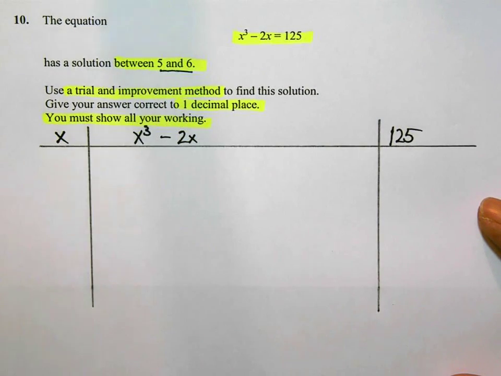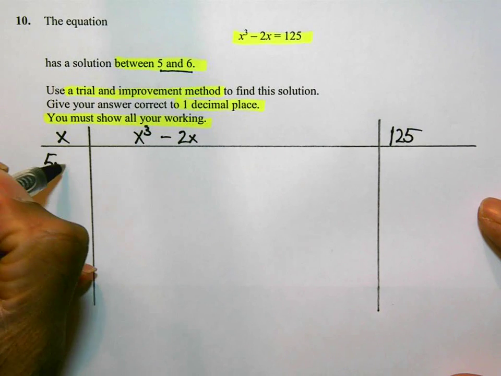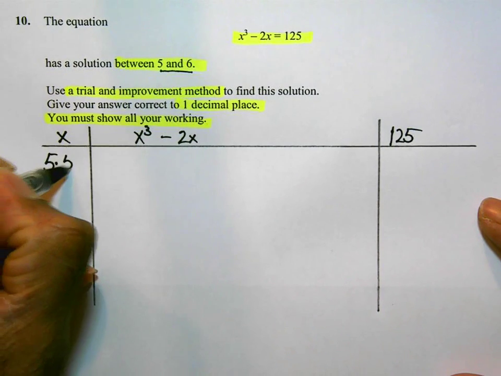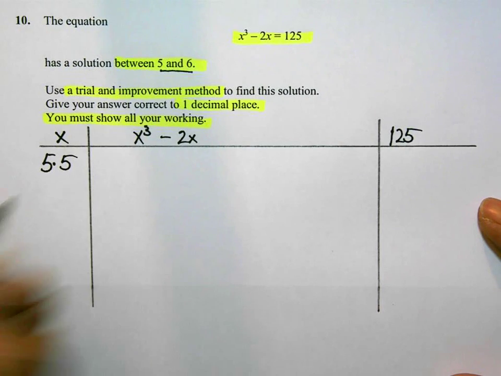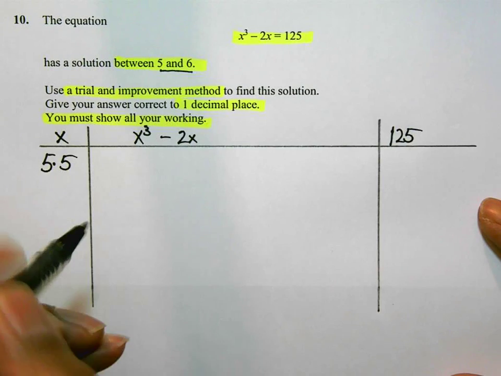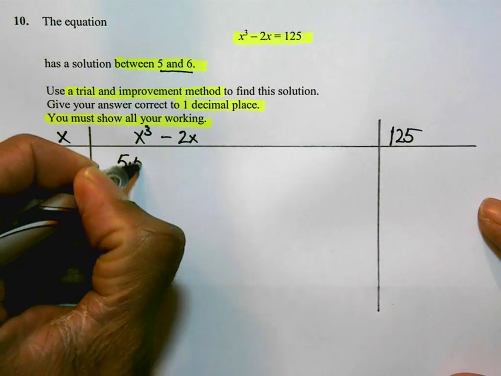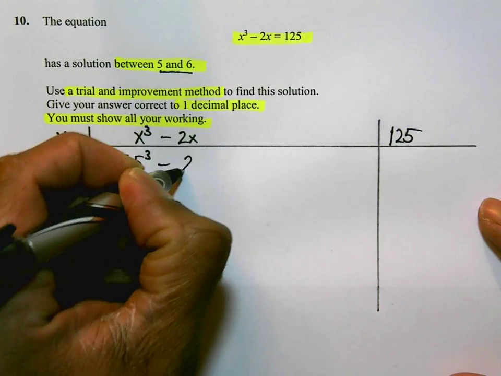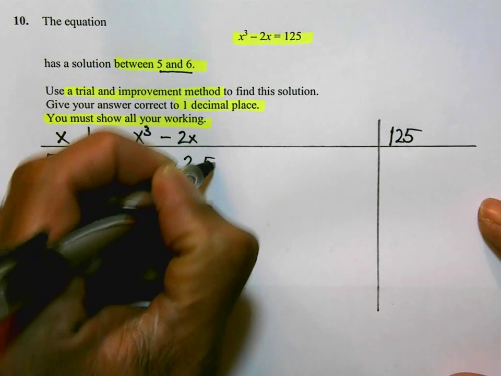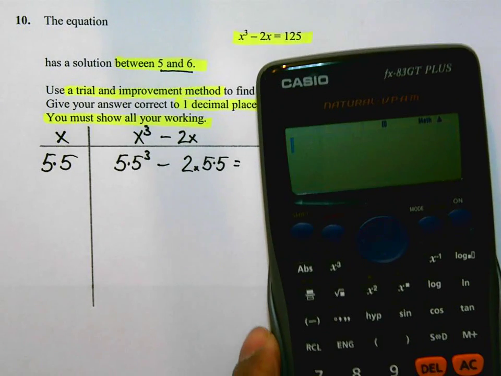Because the question said that our solution is between 5 and 6, we're going to start off by trying the number that's halfway between 5 and 6, that's 5.5. We're going to substitute that into x cubed minus 2x. That basically means replace the x's with 5.5. So we're going to do 5.5 cubed, take away 2 times 5.5. I'm going to put that into my calculator and see what I get.